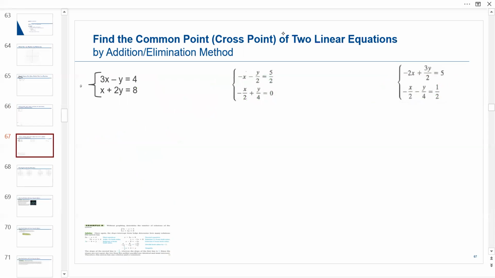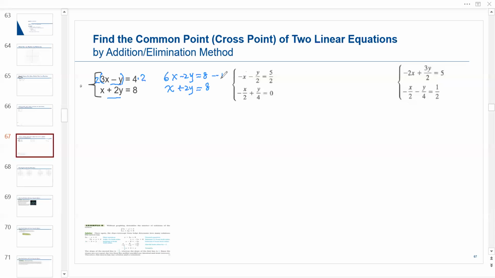All right. So let's see this one. Find their common point based on the addition elimination method. So what do we need to do here? First, we try to make y disappear because it looks like y is easy to make disappear, right? The only thing needed here is negative y, and here is 2y. So with the first equation, we just multiply by 2, both sides times 2. So it changes into 6x minus 2y equals 8. The second one is x plus 2y equals 8.